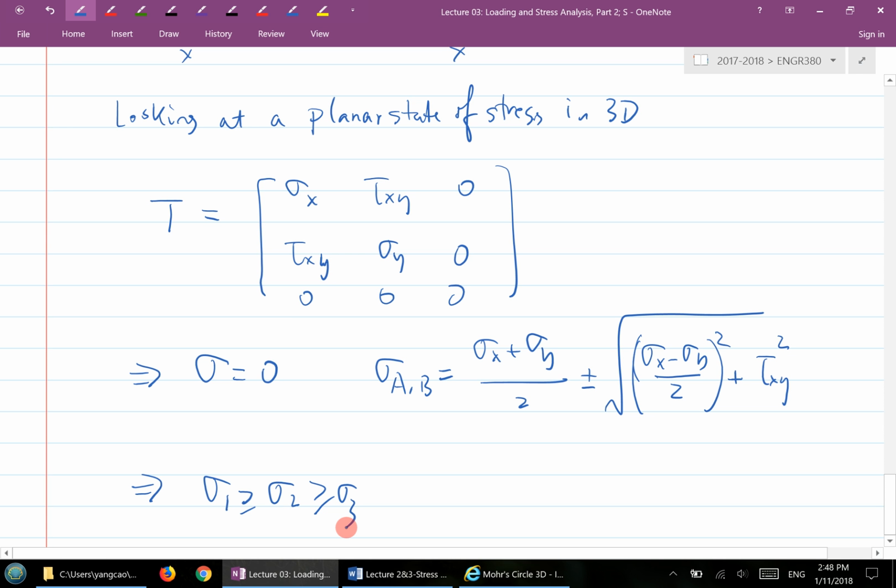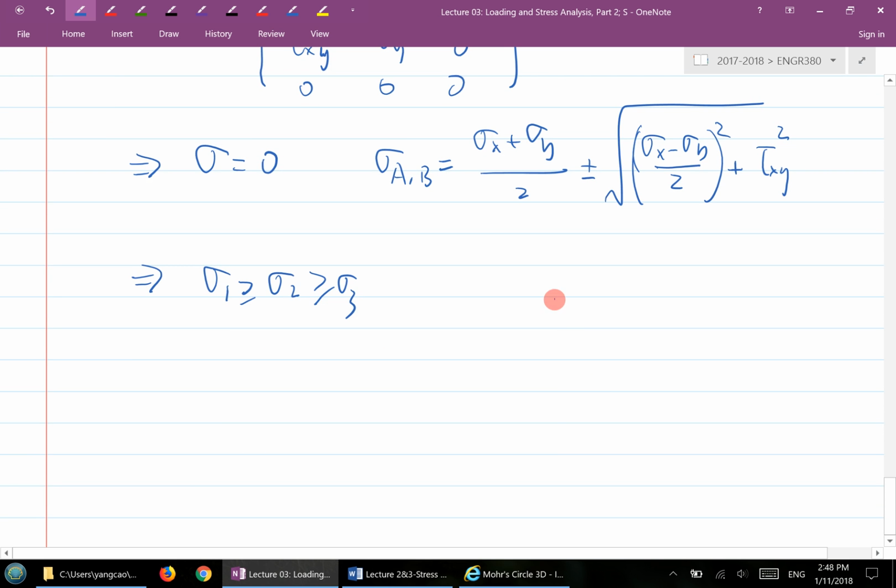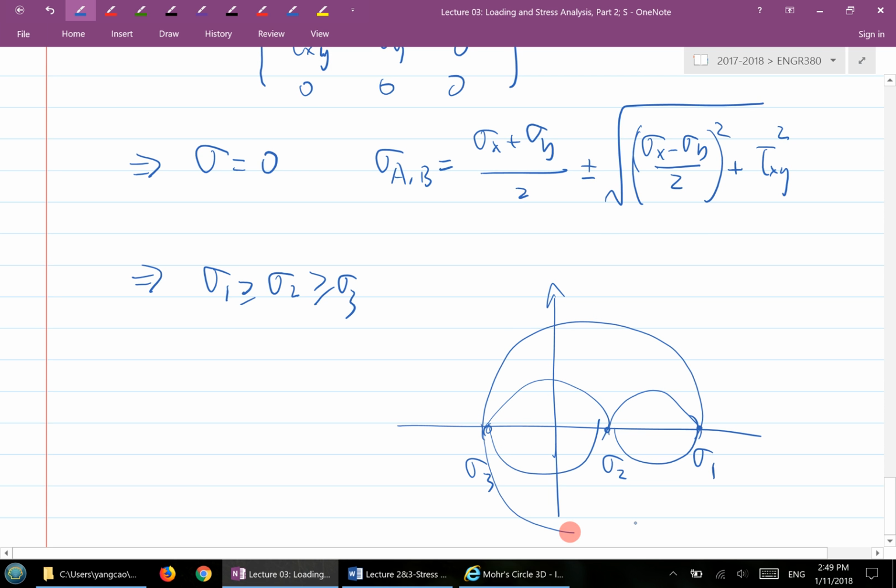And I'll explain why we have to look at the planar state of stress in the 3D case. We'll have to explain this using the 3D Mohr circle. Once you get sigma 1, 2, 3 for the 3D Mohr circle, what do we do? We basically plot. In this case there's always a 0 here, but let's just say you have a 3 here. So here is your Mohr circle for the 3D state of stress.